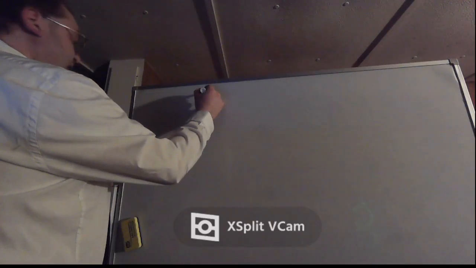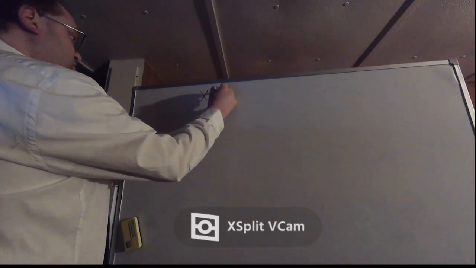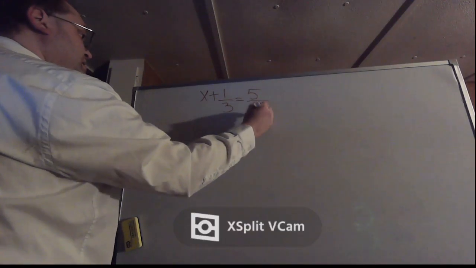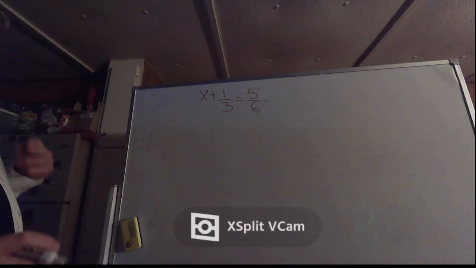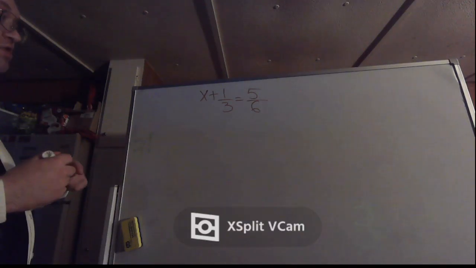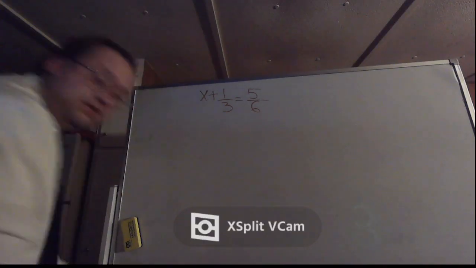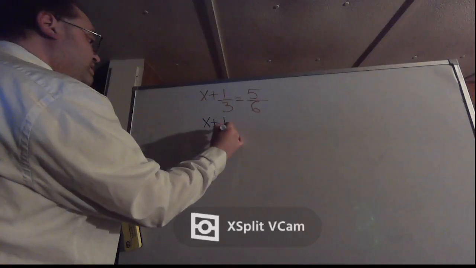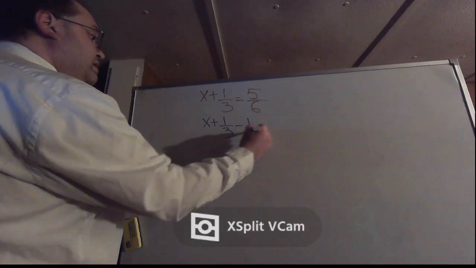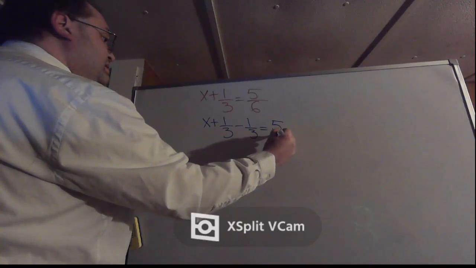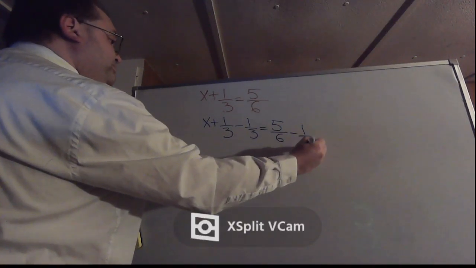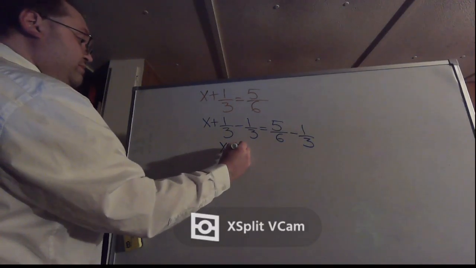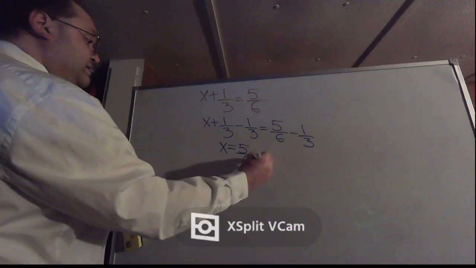Okay, so I have x plus 1/3 is equal to 5/6. So again, we want to get x by itself, so we need to subtract 1/3 from both sides. So that would entail x plus 1/3 minus 1/3 is equal to 5/6 minus 1/3. 1/3 minus 1/3 is 0. That leaves x all by its lonesome. x equals 5/6 minus 1/3.